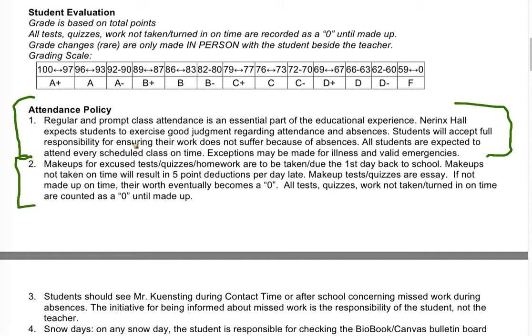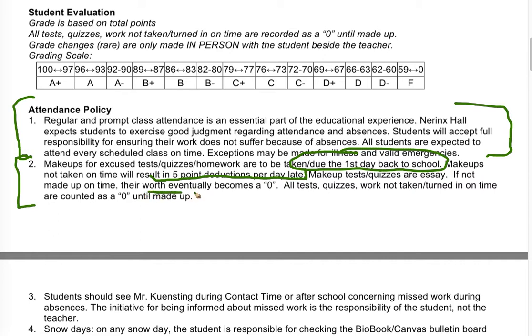For makeups, if you are absent and you miss a test or a quiz or some homework, it's due the first day back. I do make exceptions to that, but that's the official policy. If you don't take things on the first day back and you make no arrangements, you may end up getting deducted 5 points per day that you wait to take it.